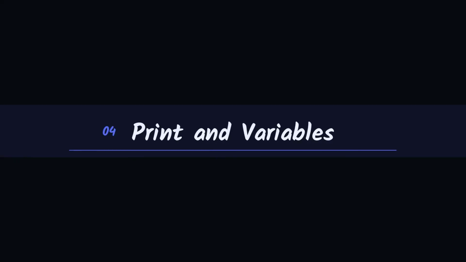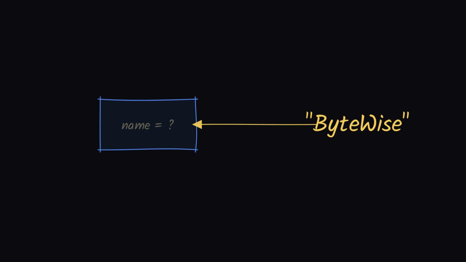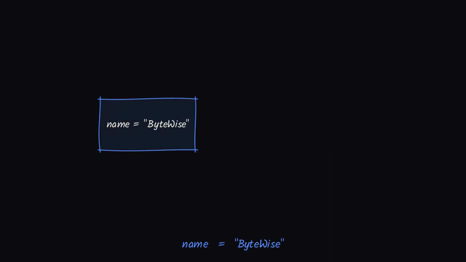The real power of print shows up when you combine it with variables. You can display the current value of any variable at any point in your program. The variable name is created on the left side of the assignment. The string bytewise is the value being stored inside that variable. Now name holds the text bytewise, and we can use it anywhere in the program.